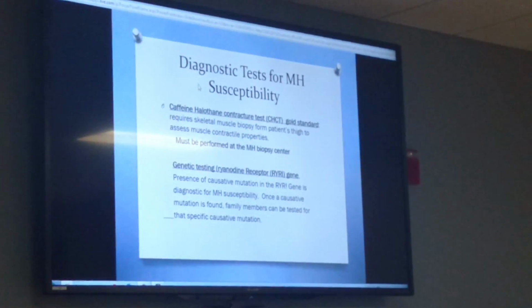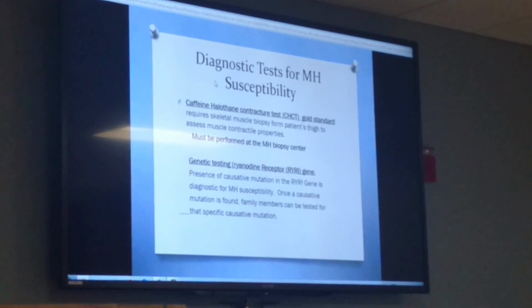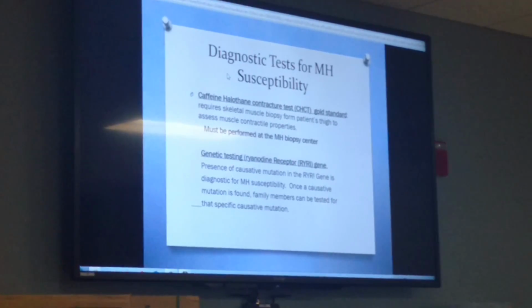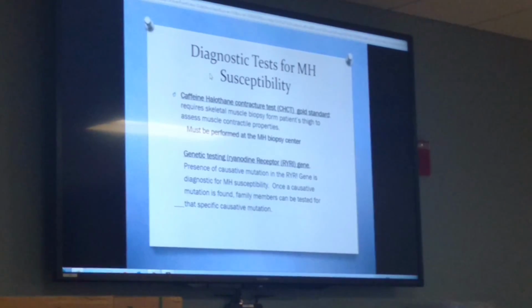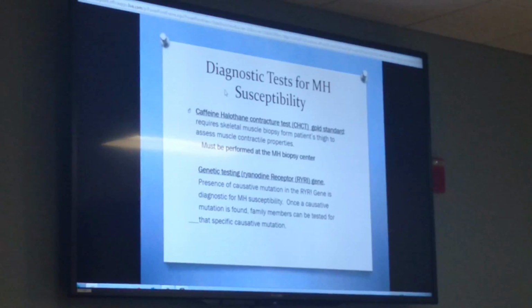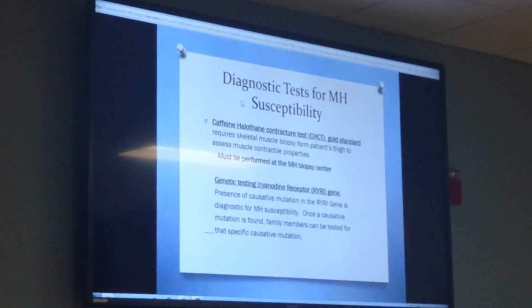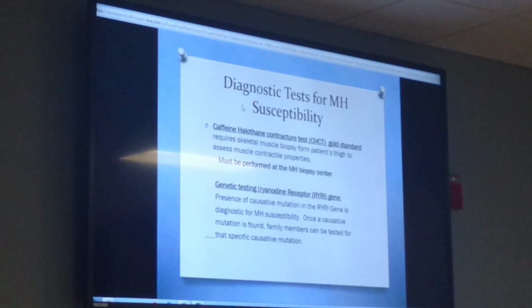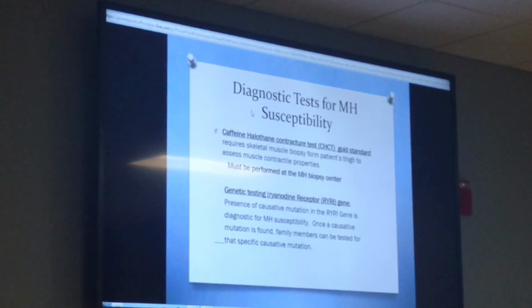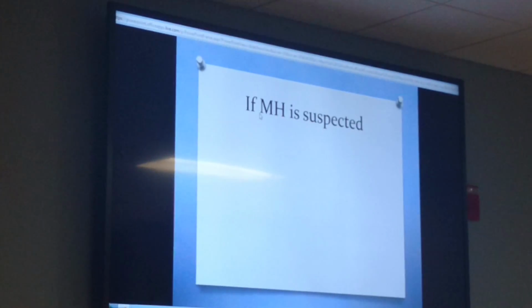There is a blood test, which is the genetic testing for the RYR1 gene, which we talked about. If you have a deficiency in that, there is a chance. This is a blood test, and they send it off as well. Now, if the patient or the family member does have the receptor mutation, they can opt for the conclusive test for malignant hyperthermia. So if MH is suspected, you want to inform the anesthesia provider immediately.